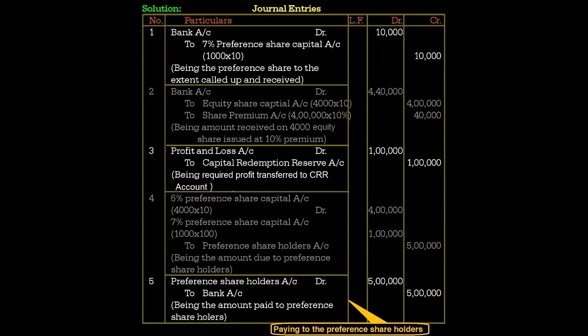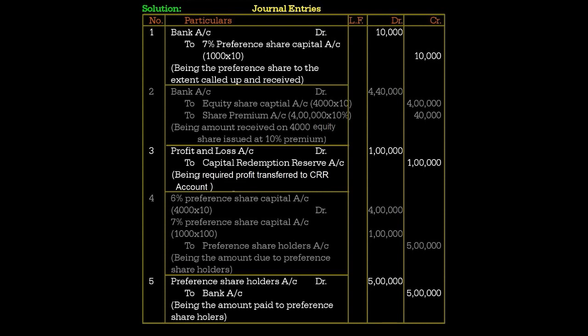Always remember, in redemption of preference shares, while writing journal entries, the last two entries are always the same. That is the amount due to preference shareholders, that is a due entry. Last is a payment entry. These two entries should come at the end. Other entries, there is no order.